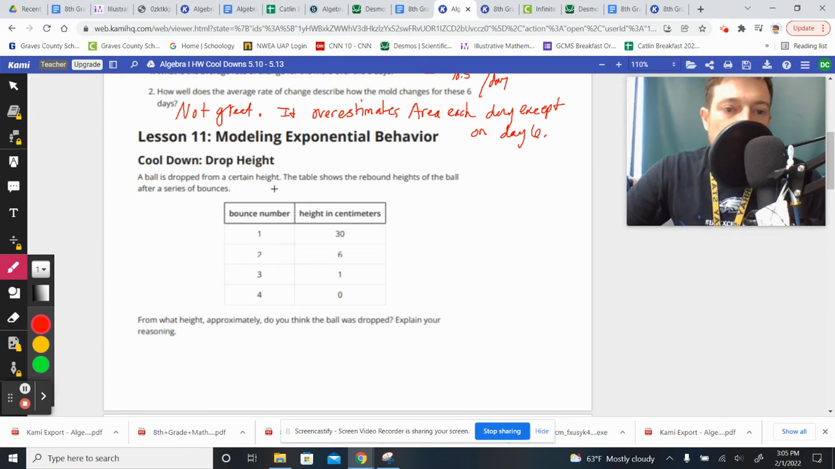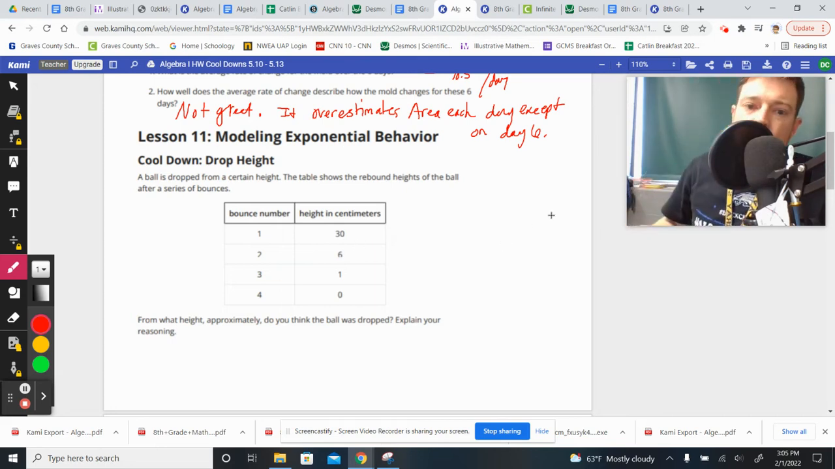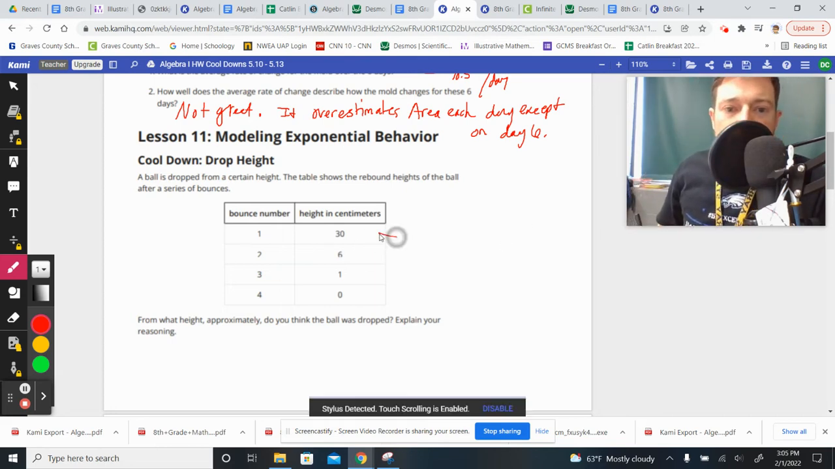So in this particular one, when it bounced once, it came back up 30 centimeters in height. And on the second bounce, it came back up to 6, third one, and then by the fourth bounce, it was pretty much non-existent. It was done. So what we need to do to be able to figure out the pattern here and approximately find the height that it was dropped from is focus on the percentage of height that was lost from bounce to bounce. So what we did today is we looked at these two from bounce to bounce, and we set it up as a ratio.